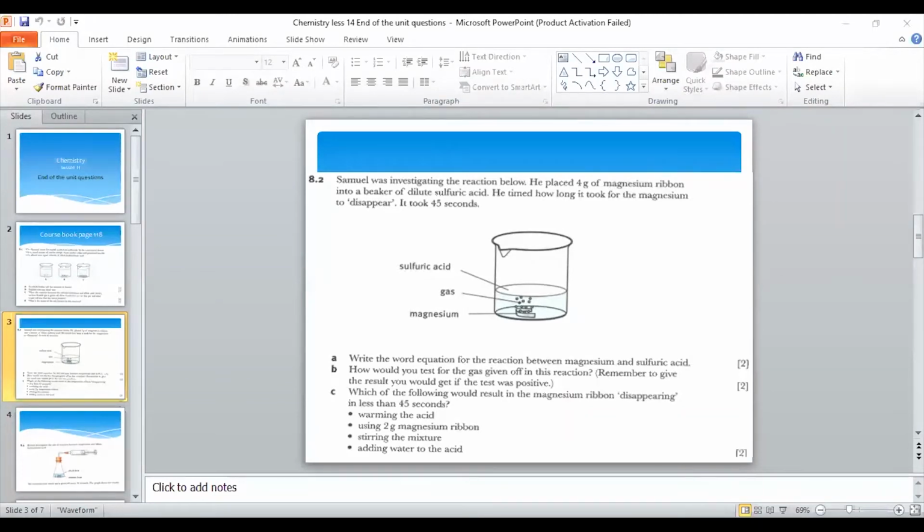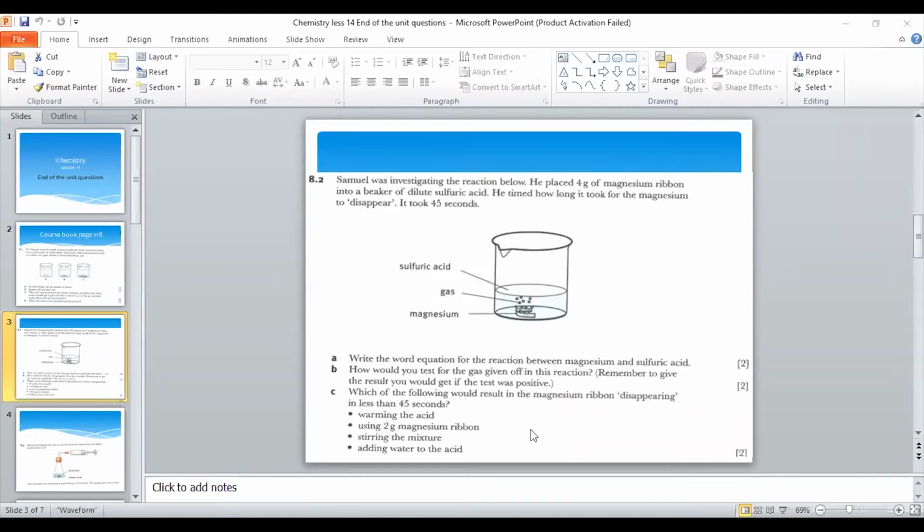Okay, can you do the other one as well? Which of the following would result in the magnesium ribbon disappearing in less than 45 seconds? Warming the acid, using 2 grams of magnesium ribbon, stirring the mixture, adding water to the acid. Let's talk about each one of them. So what does warming the acid do?